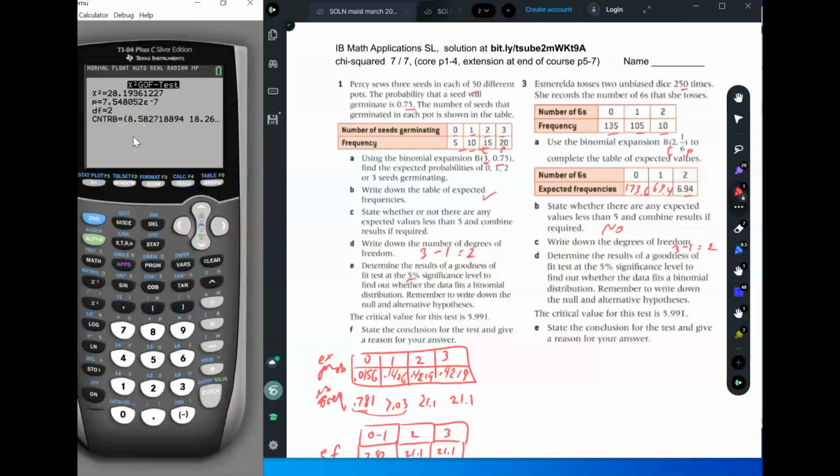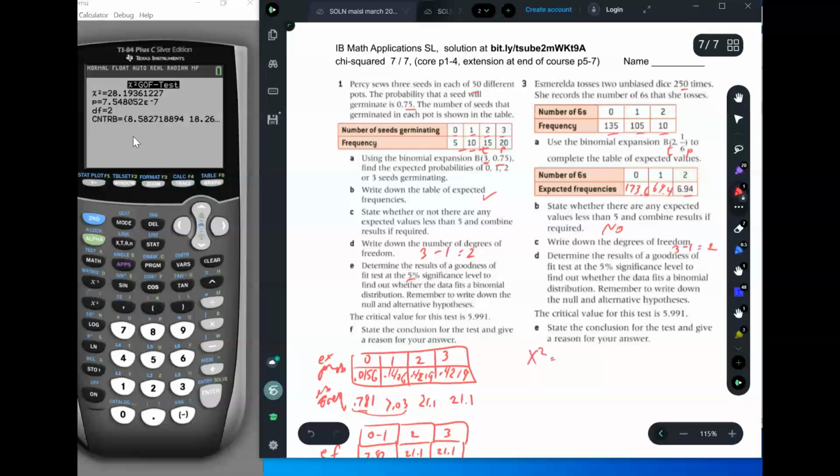And the chi-squared value is 28.2, and the p-value is 7.55 times 10 to the negative 7th. I'm just going to compare that to our critical value of 5.99. It's greater than 5.99, which means we reject the null hypothesis. And then the p-value is very small, so it's smaller than 0.05. So we also reject the null hypothesis. And wait a second, we didn't write down the null and alternative hypotheses. It says to remember to write them down, but we forgot. Let me write it down.